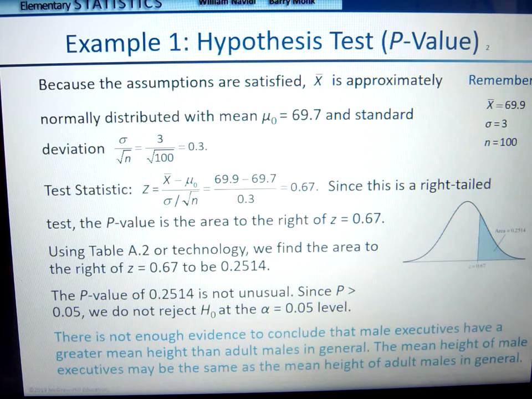There's not enough evidence to conclude that male executives have a greater mean height than adult males in general. The mean height of male executives may be the same as the mean height of adult males in general. Maybe.